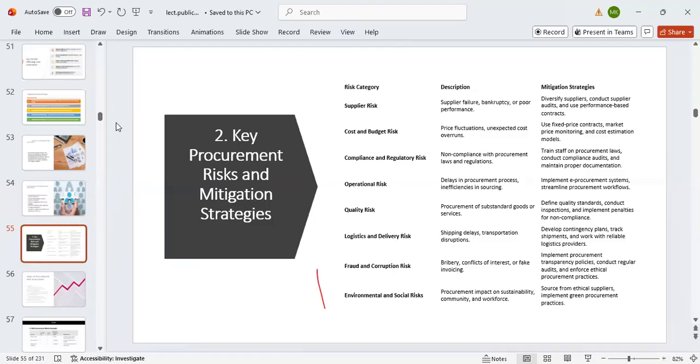If it is a quality risk, what do you do? You define quality standards, conduct inspections, and implement penalties for non-compliance.